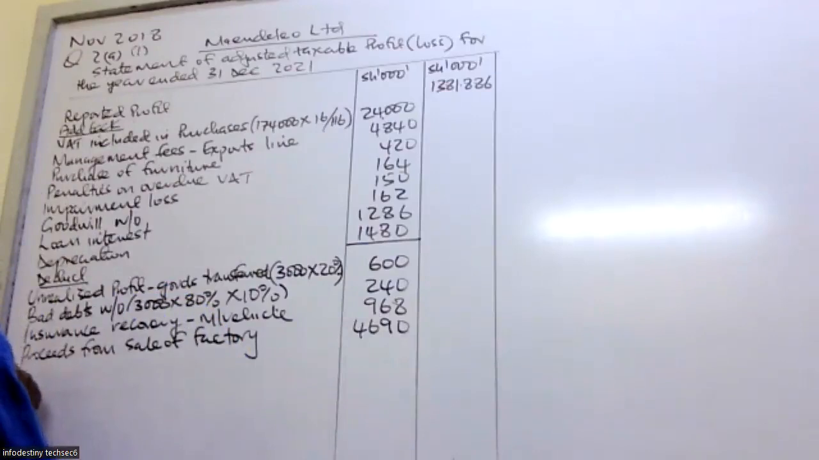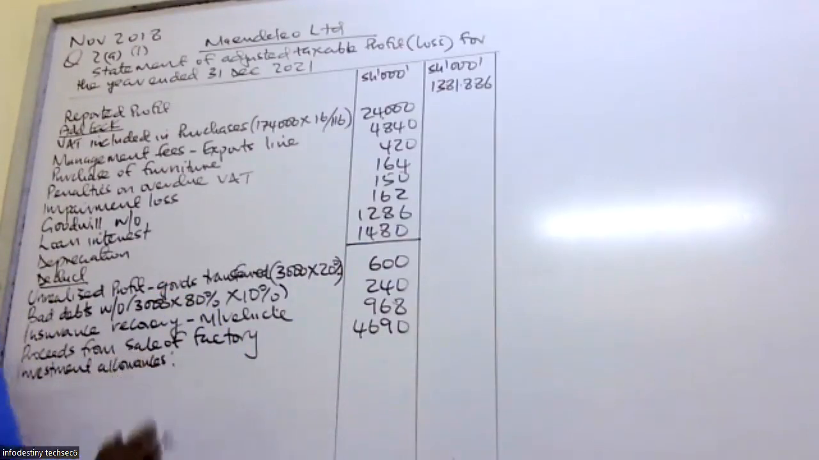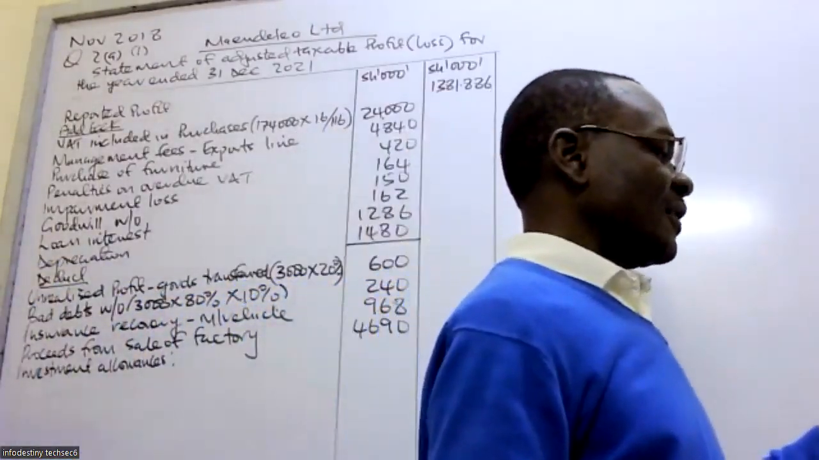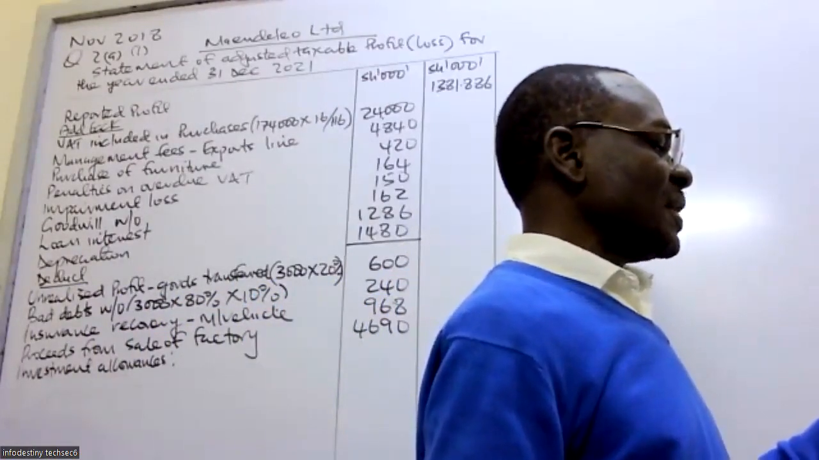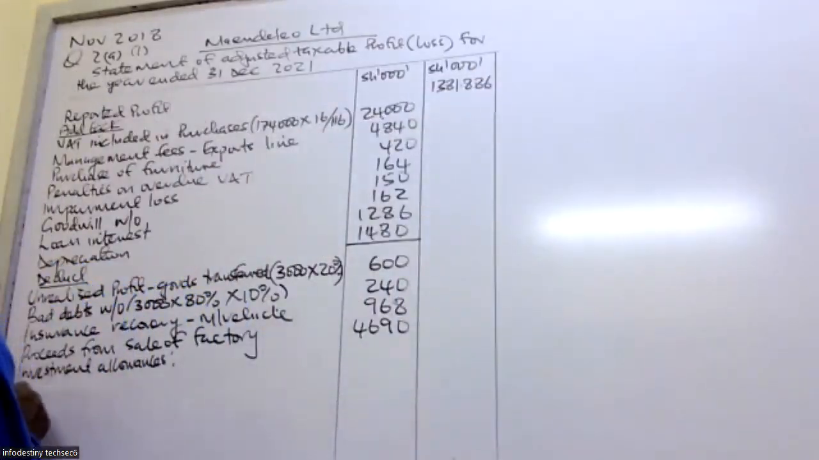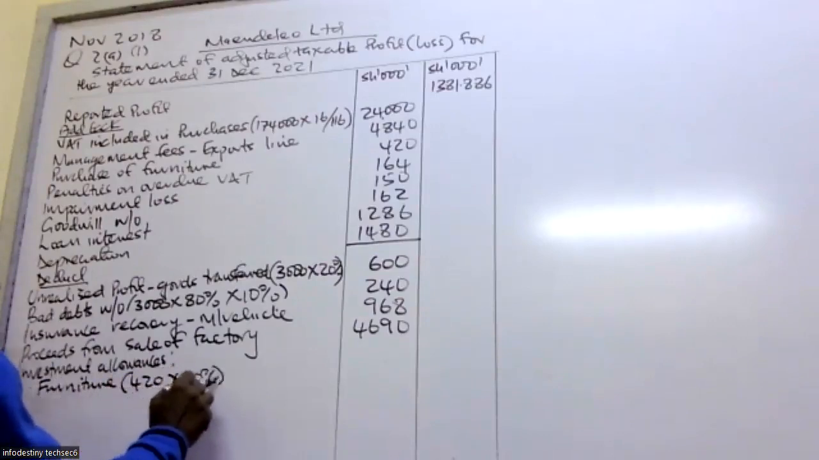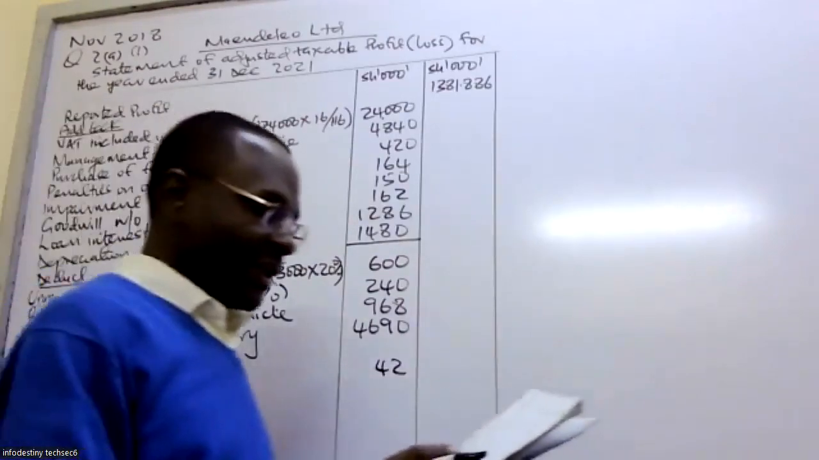Then we also need to look for investment allowances. First on the income statement, do we have any asset there? Yes, we have purchase of furniture. So we get furniture here. And furniture is 420. Here 10% of 420 is 42. So that's purchase of furniture in the current year.